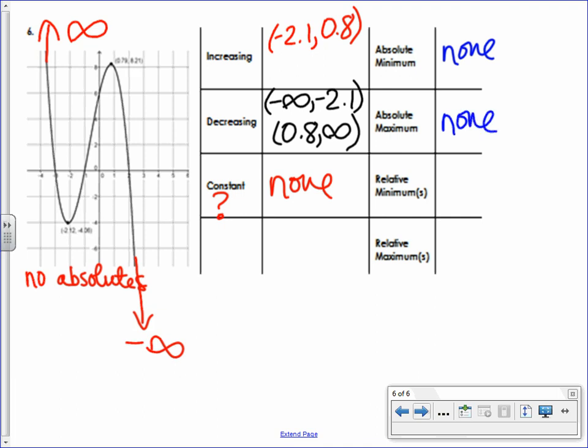Okay, now if we're talking about my relative minimum and relative maximum, if I'm looking up here, I got me a relative minimum right there. Because that is a valley, that is a low point. It just doesn't get any lower than that. So that could be a relative minimum. And we're going to call that about, let's see, negative 2.12 and about negative 4 point, roundabout.